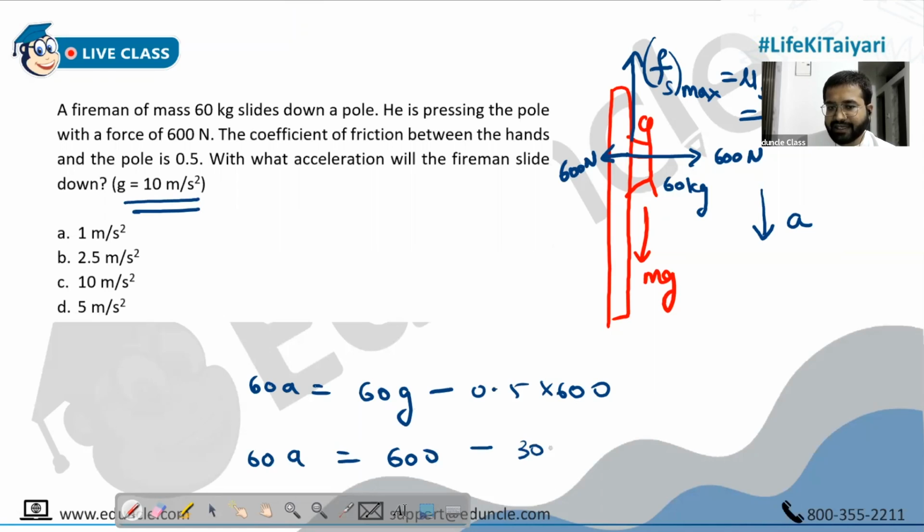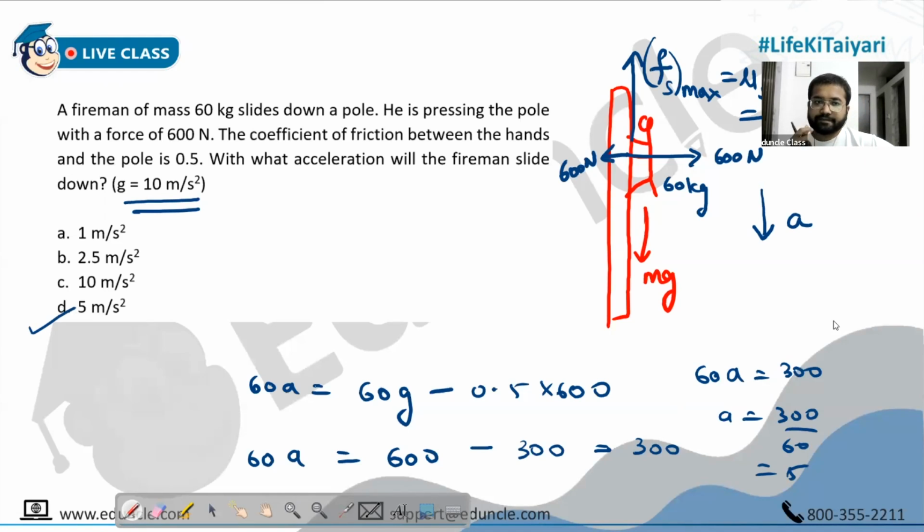0.5 into 600, that's 300. 600 minus 300, that's 300. So 60a will be 300. So a is how much? 300 upon 60, which is 5. Just a very interesting small problem. Make a note. A realistic problem.